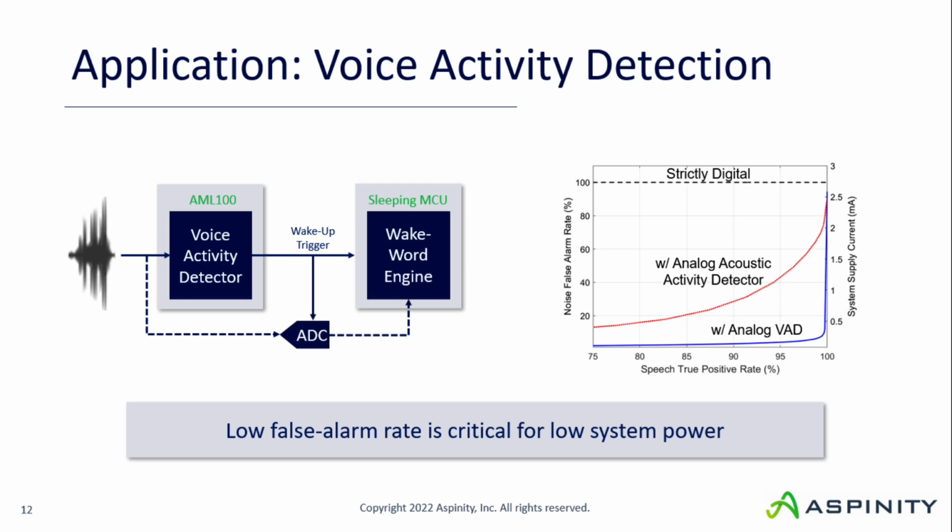So for instance, you don't want to use something like a simple acoustic activity detector that's not as discriminating, because it'll just wake up the system far too often. We're able to train our AML100 to key in on the signatures that recognize human speech and do it with really good accuracy. And it only consumes about 10 to 12 microamps of current to do that.